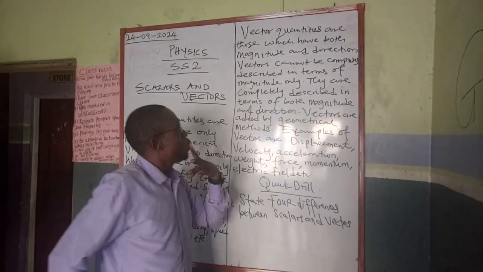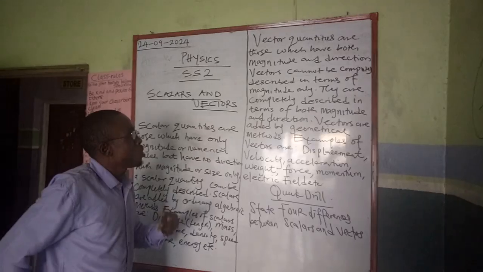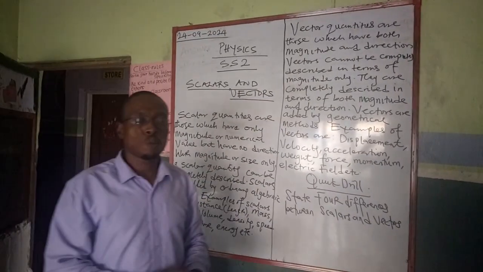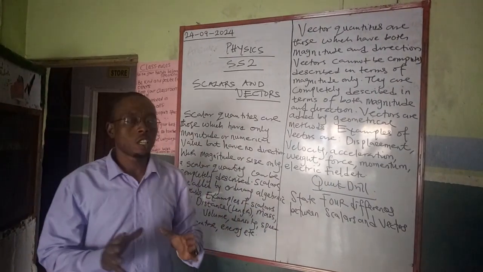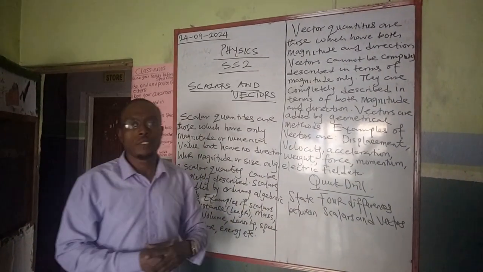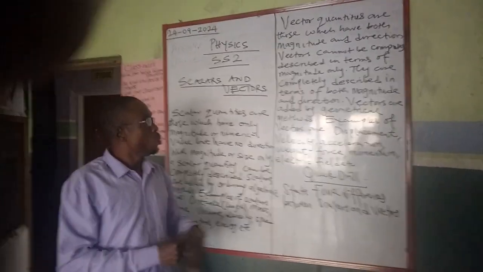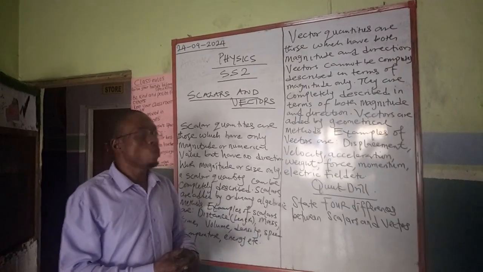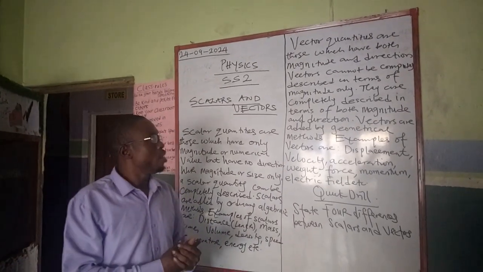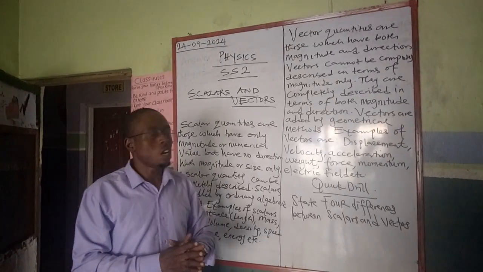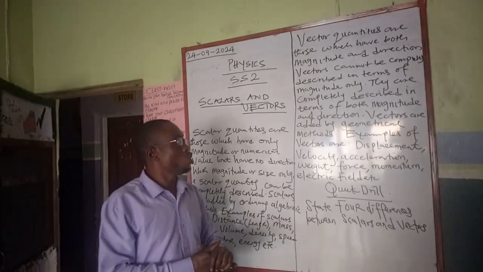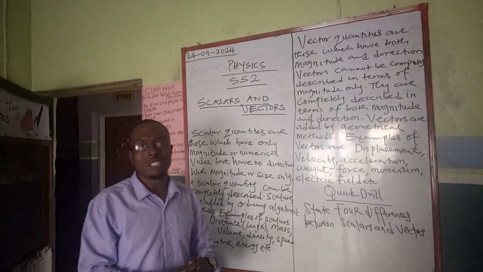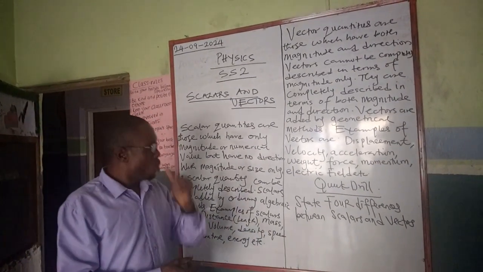And let's look at vector quantities. Vector quantities are those quantities which have both magnitude and direction. Just like we can only express scalar quantity by size, but we cannot express vector quantities by size only. We need the direction to completely describe them. So in other words, what can we say about vector quantities? Vector quantities are quantities that have both direction and magnitude. And to describe them, we have to put their magnitude and direction into consideration.